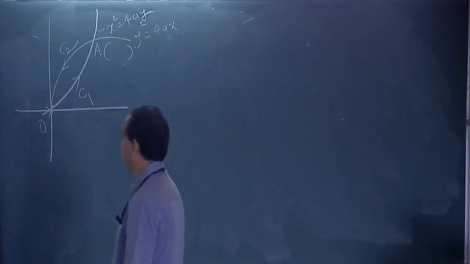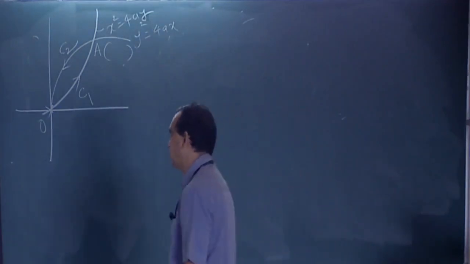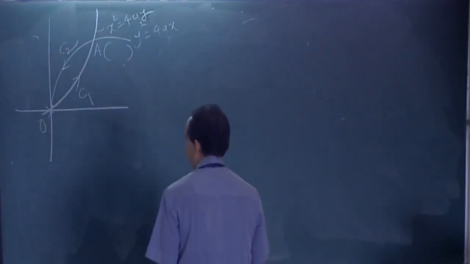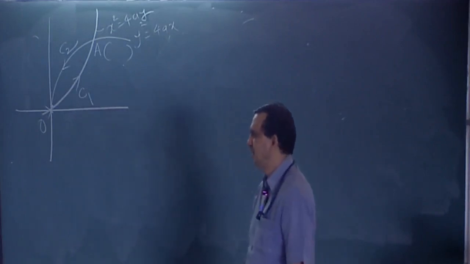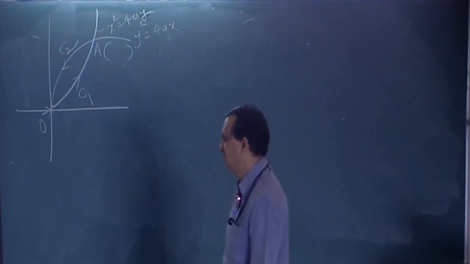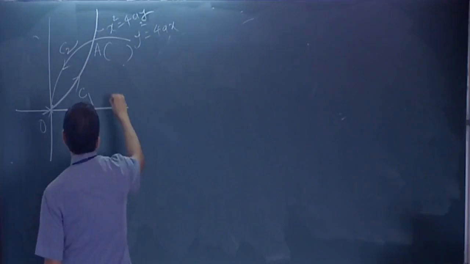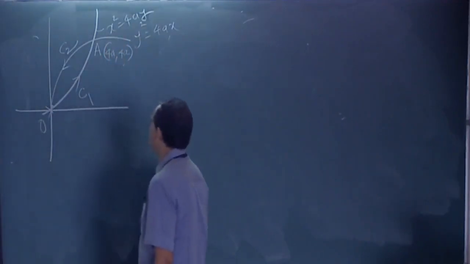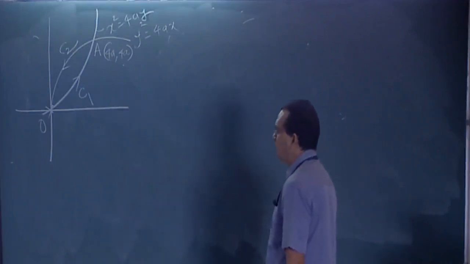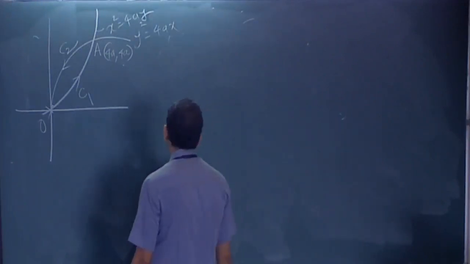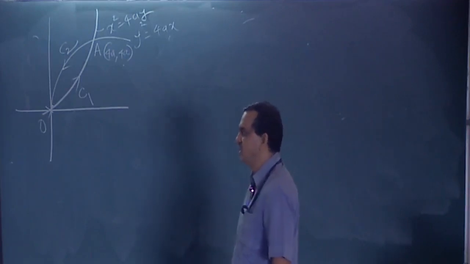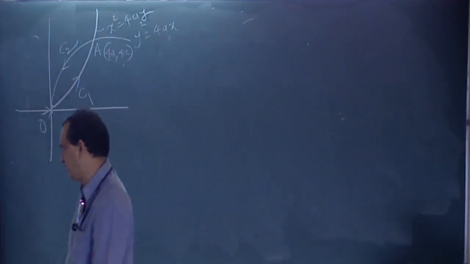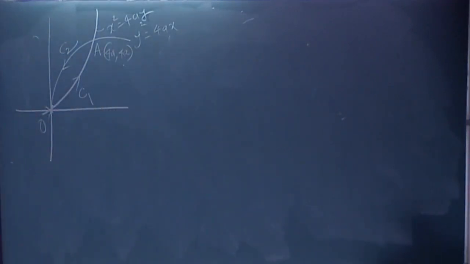You observe x square is equal to 4ay, y square is equal to 4ax. Intersect at... Yes, they intersect at (4a, 4a). Anybody can check it? You substitute y is equal to 4a, x is equal to 4a. You observe that both the expressions give you 16a square equal to 16a square. Clear? Routine work.